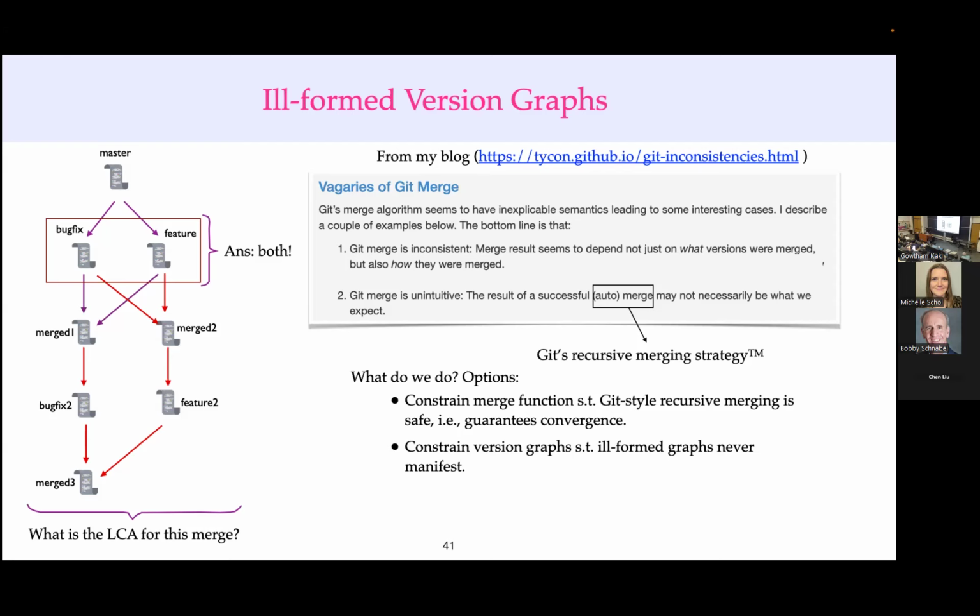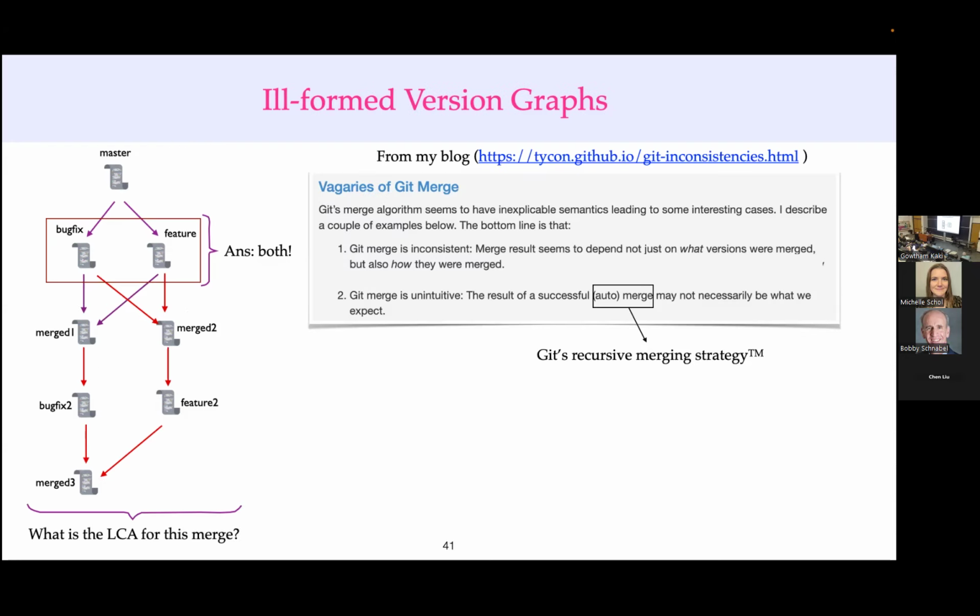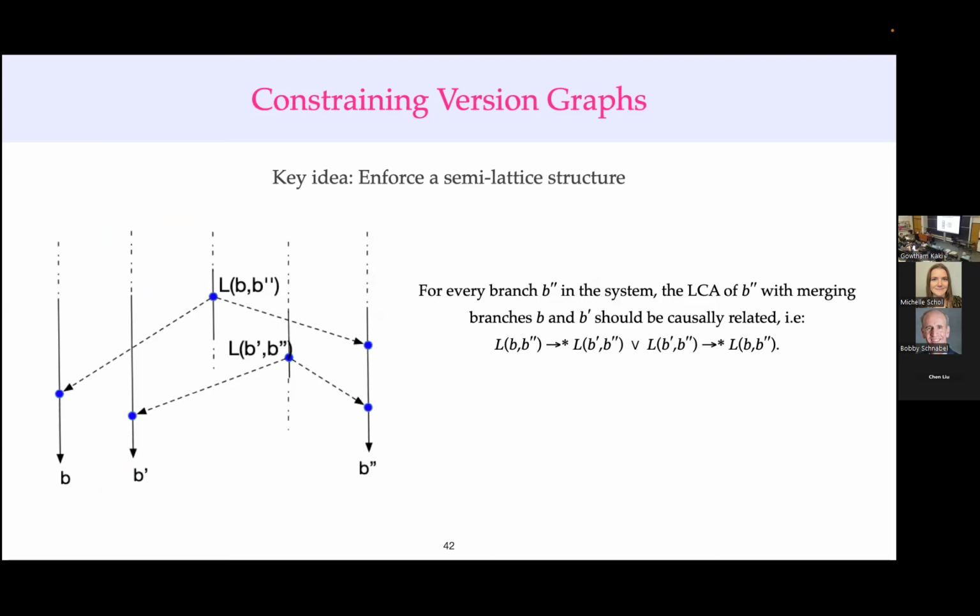So how do we prevent this, right? We can either constrain merge functions so that Git-style recursive merging is in fact safe, that is, it guarantees convergence. The other option is to constrain merge graphs itself so that ill-formed graphs never manifest, right? So we decided to focus on the second aspect first. We thought we'll come back to the first one. So how do we constrain the graphs so that you would never have this problem, right?